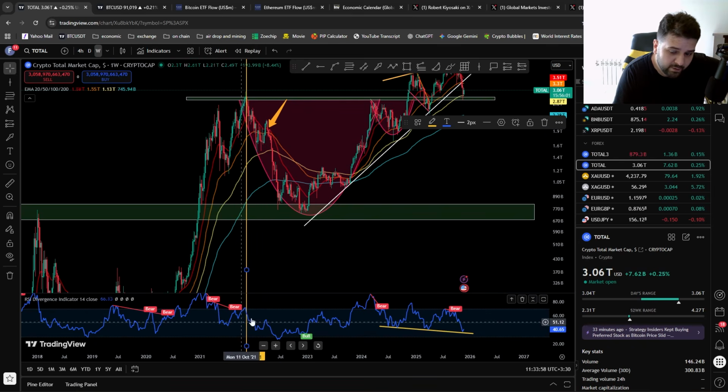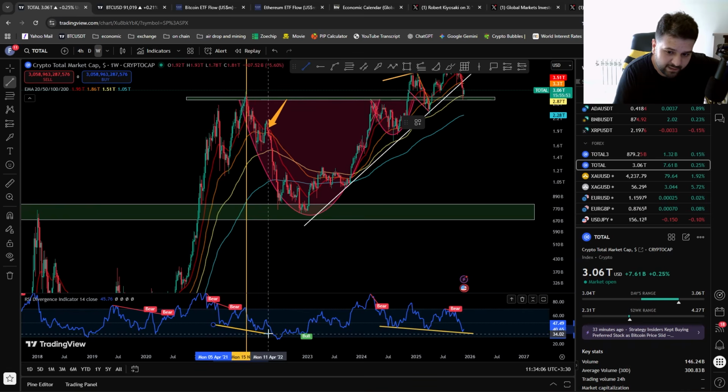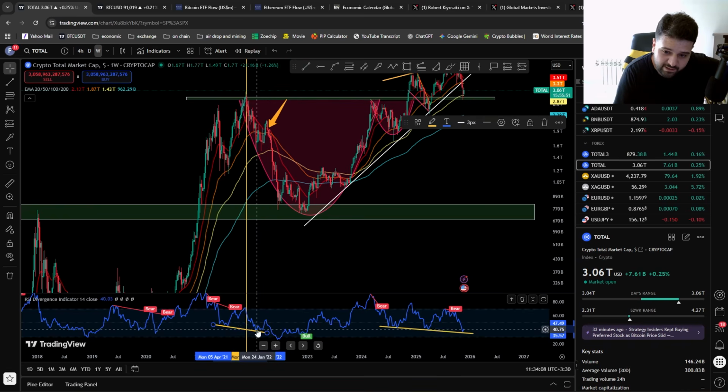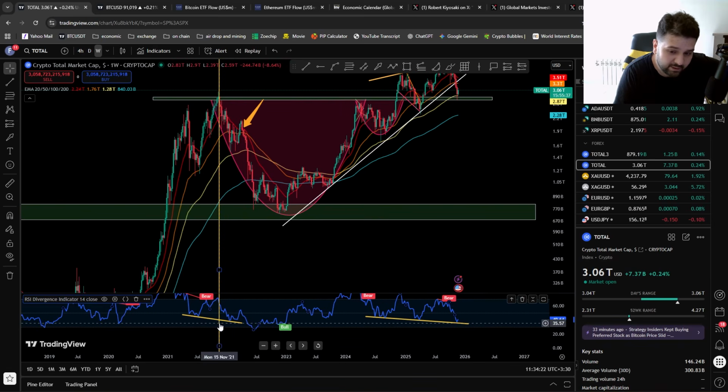If we go to the RSI, maybe in that situation, some people believed that we had the same hidden bullish divergence. You see here, we are in the same situation right now. We had the same one in the previous cycle.